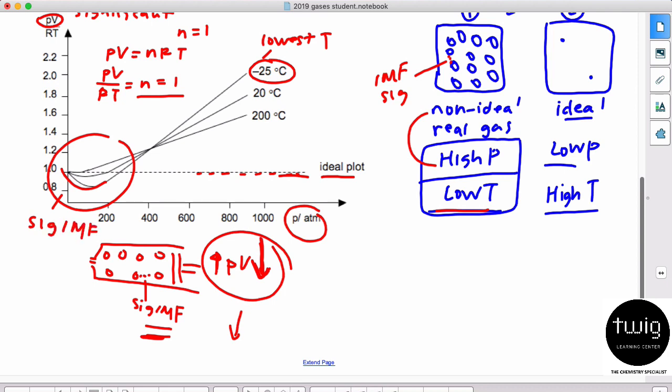Now let's look at why it goes up. Why does the graph go up after some time? The graph goes up only at very, very high pressure. So imagine, I'm going to draw again. I think maybe some of you can tell already. I'm going to compress until up to here.